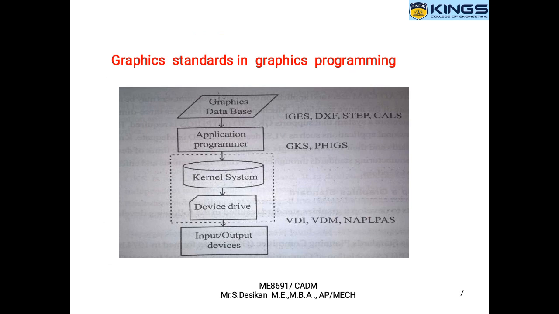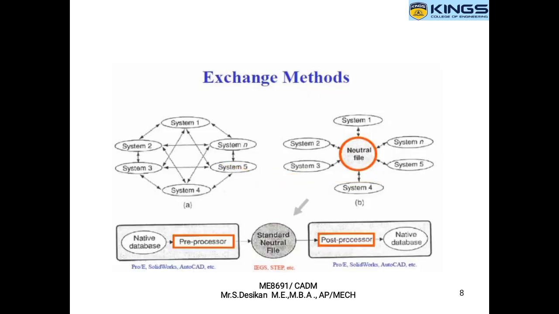The first one, graphics database. From the graphic database it is sent to the application program. So the application program is GKS and FIX. Then it goes to the graphical device, that is kernel system and device driver. Before that it is sent to the VDA, VDM and NAPLPS. These are the graphic standards converted in the graphical system, then it goes to the input and output device.